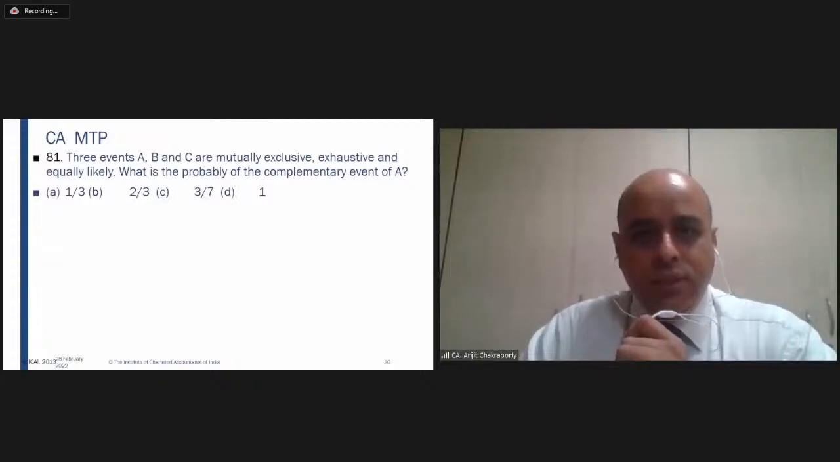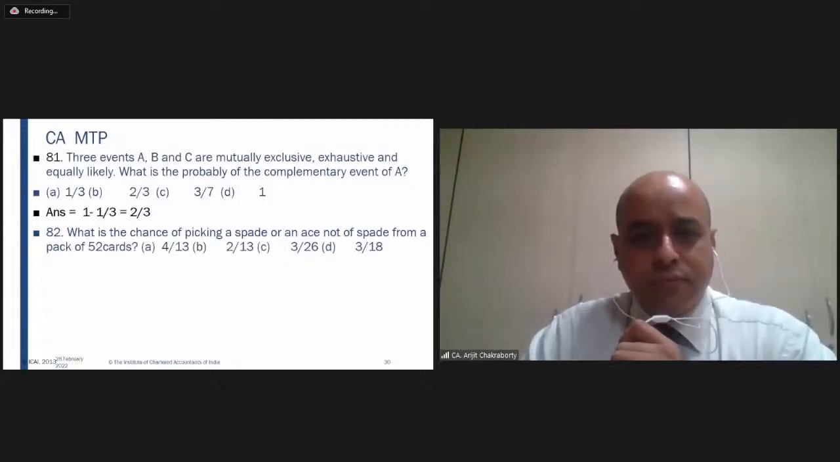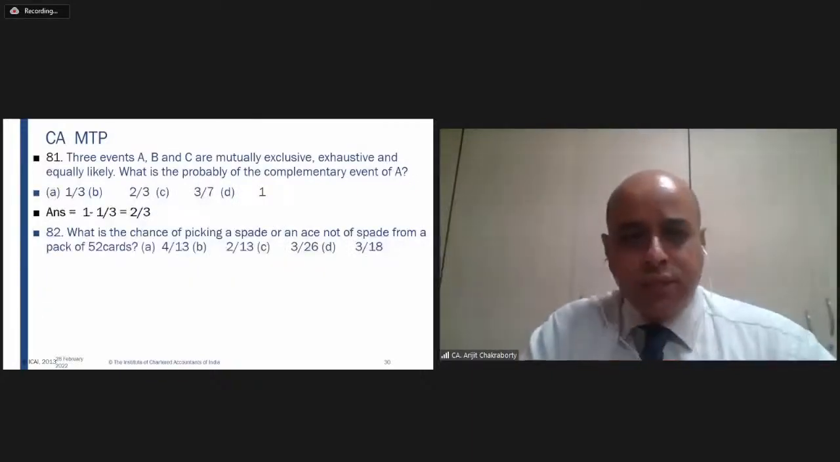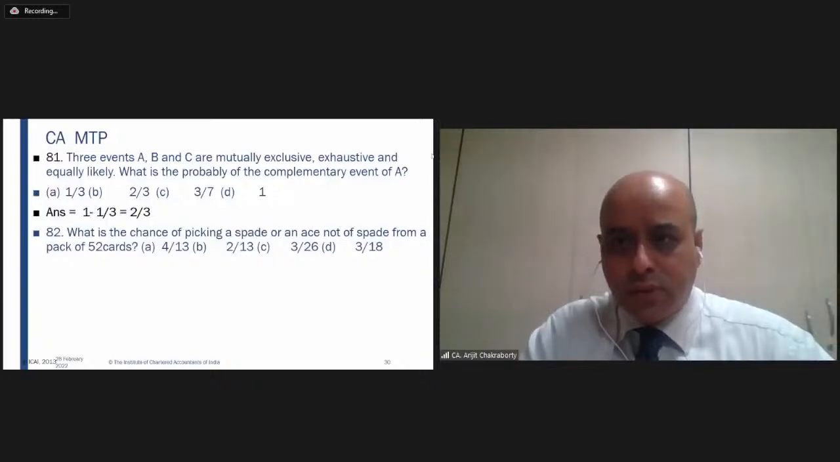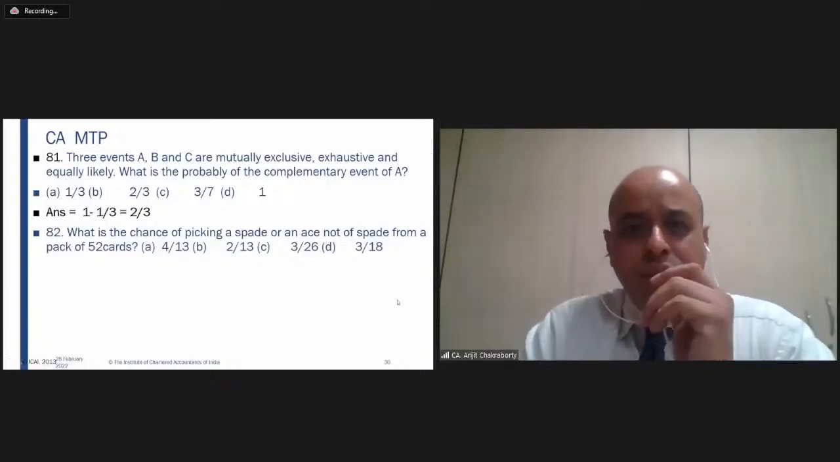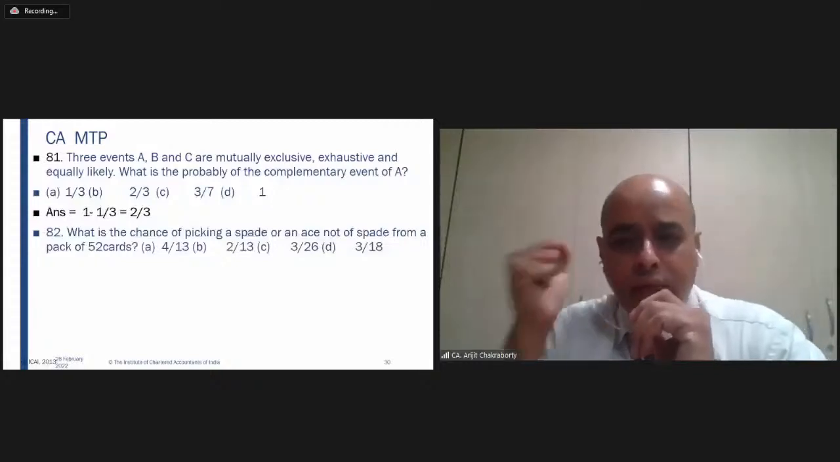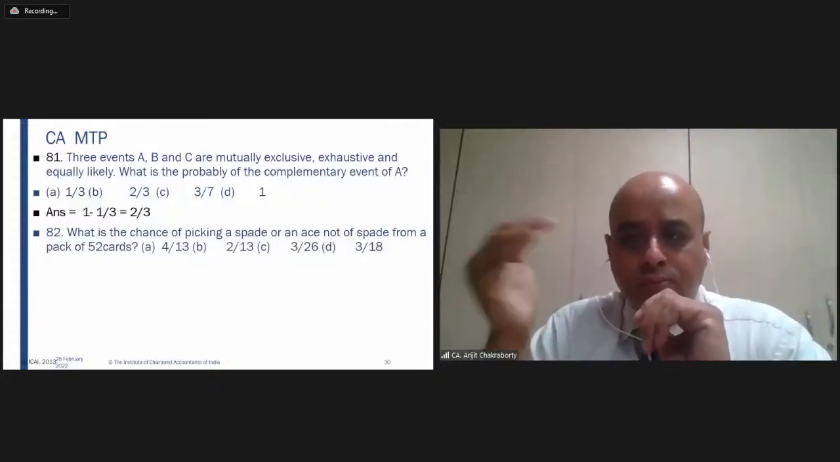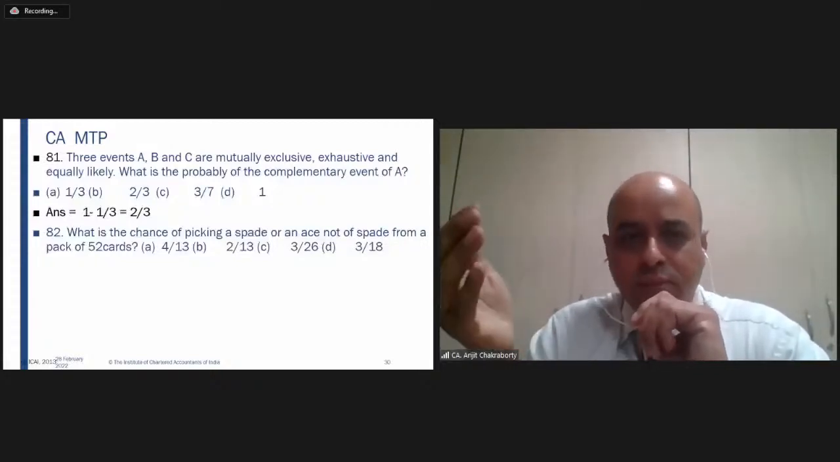Now we take the last 3 questions. What is the chance of picking a spade? This we had already done the last day. This is from the MTP once again. If 3 events A, B, C are mutually exclusive, exhaustive and equally likely, what is the probability of the complementary event of A? That is very simple, we did it.